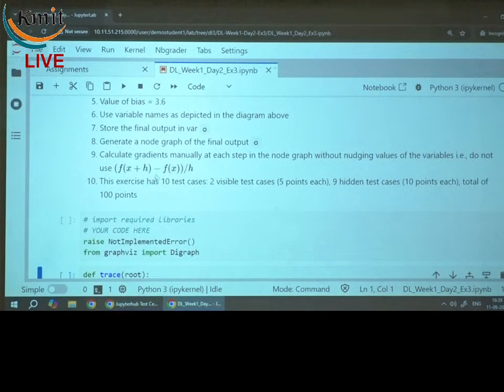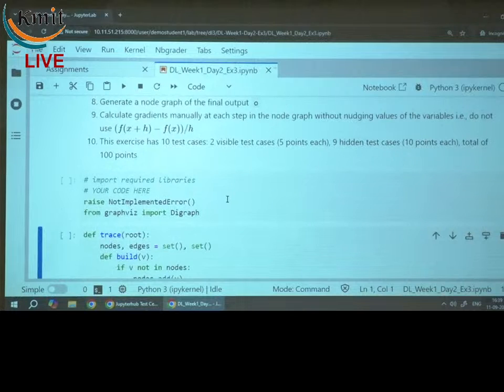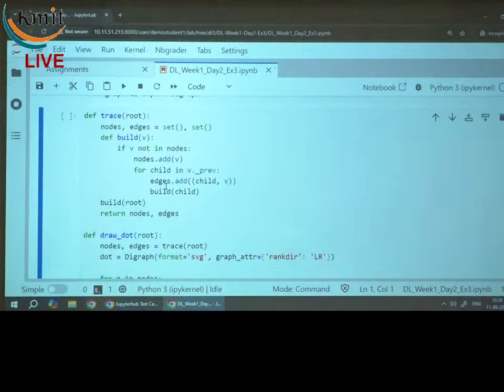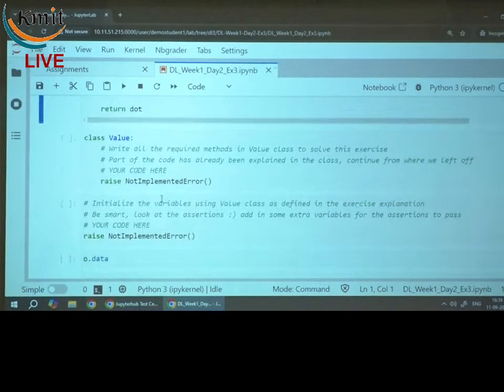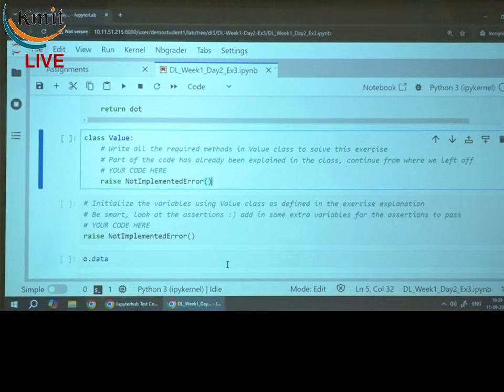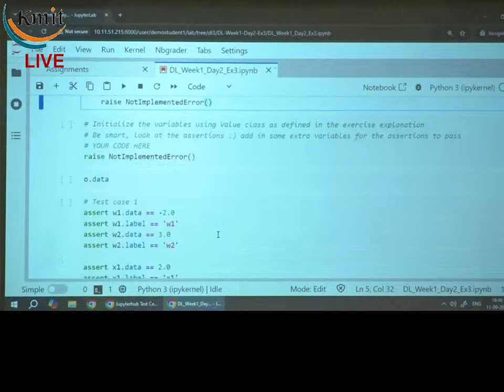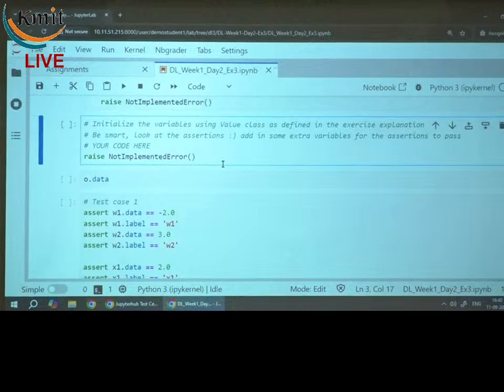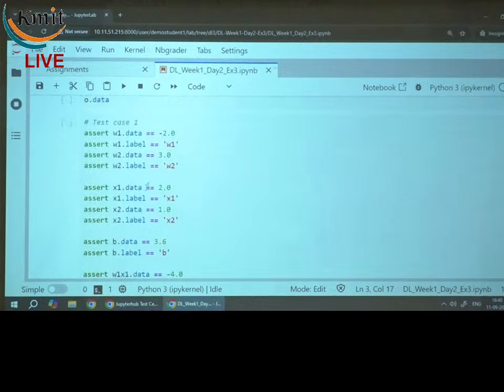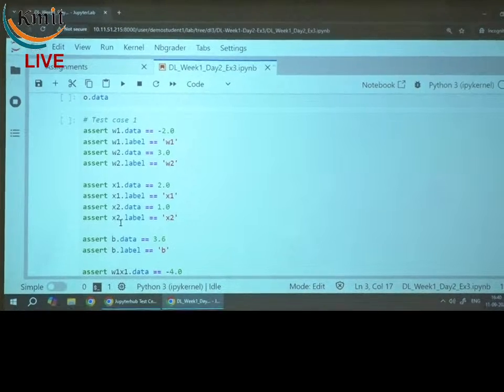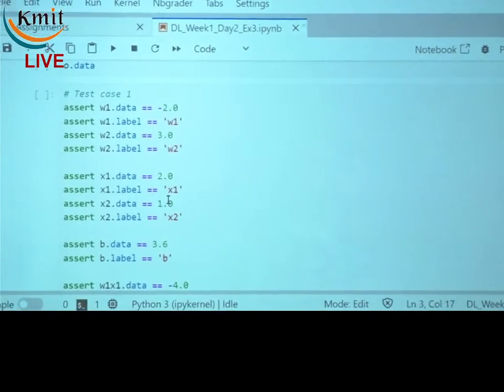And I mentioned again that you don't have to use f of x plus h minus f of x by h. And how is this validated? You have this draw dot function and other related functions. Now the value class is completely empty, so you have to fill it with the correct code, and initialize all your variables. I think you did this yesterday, so you know the steps, right? And if you're confused about what is expected, you can take a look at the test case where the assertions are. We deliberately made it visible so that you know what exactly we are asserting.